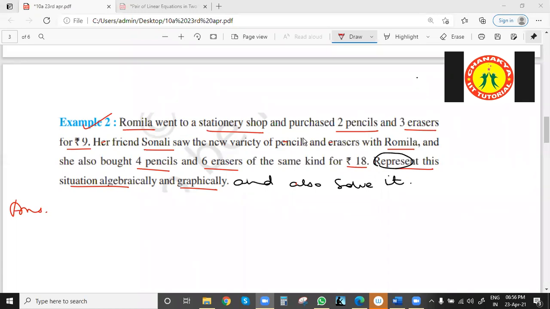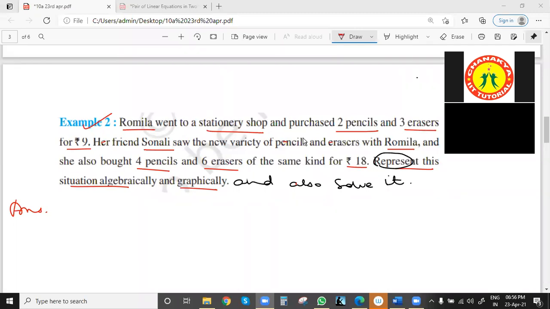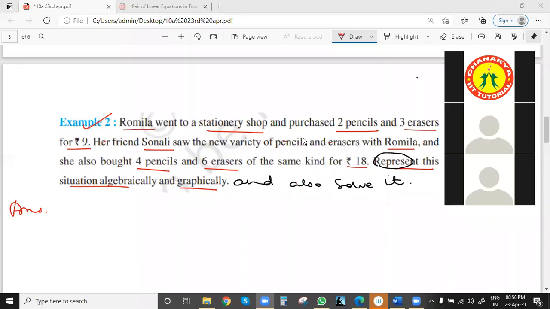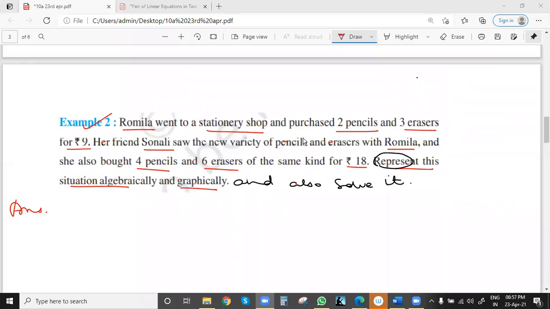Unknown values, we can take x and y, then we can solve to get the values of x and y. What values are required? Price of number of pencils or pen. Let us understand the question once again.